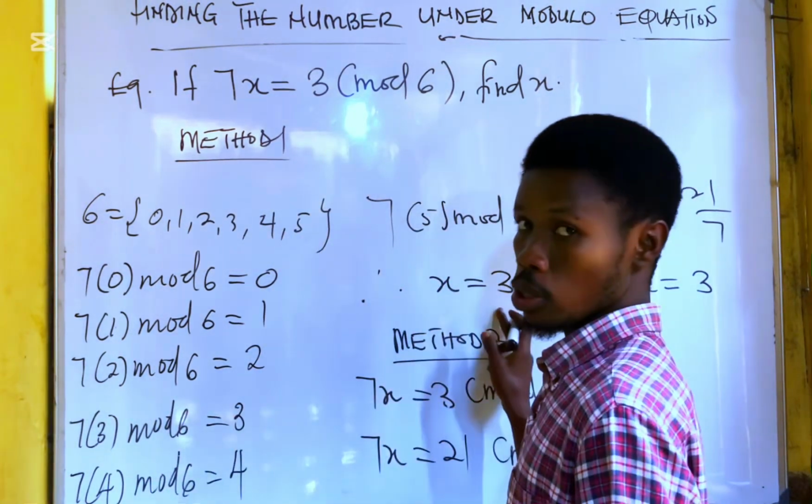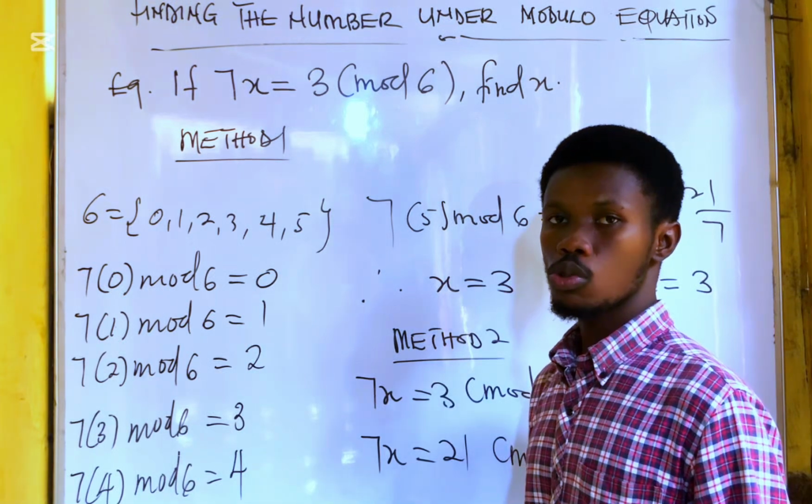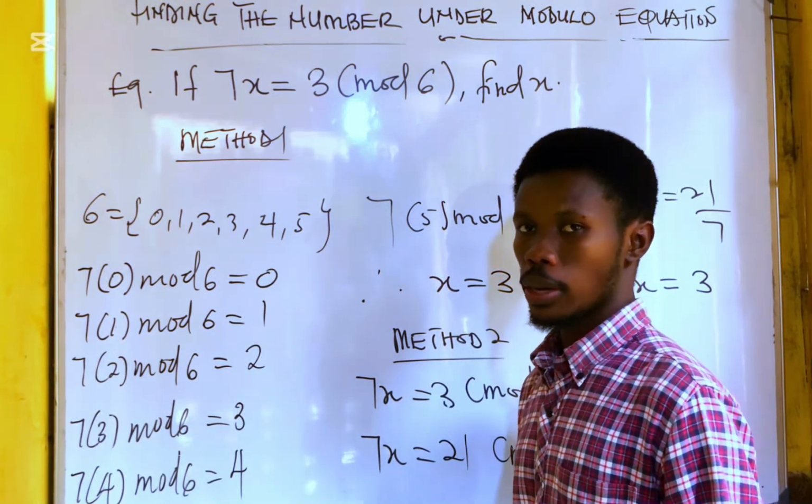So you see x is equal to 3. Here too, x was equal to 3. So any of the methods that you use will still work. Is that okay? Thank you. Now let's move to the next example.